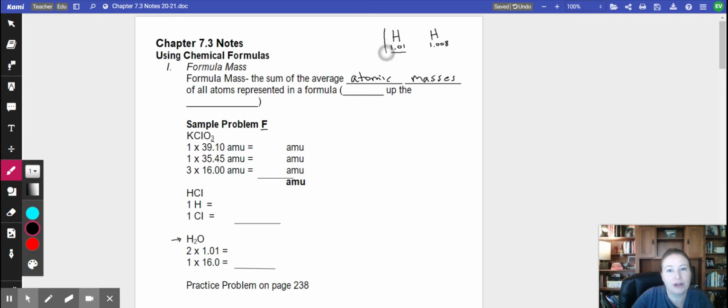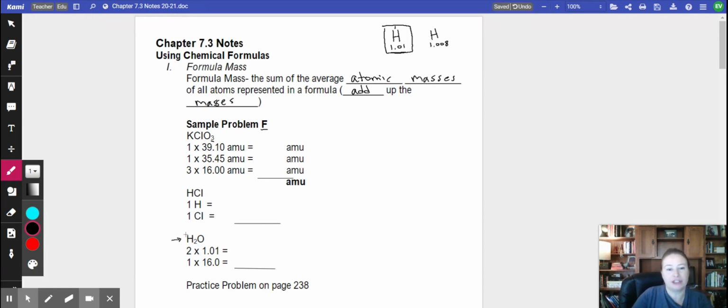Depending on what periodic table you look at, you might get a different value, and hydrogen is element 1 because it has 1 proton. It's going to be the sum of the average atomic masses of all the elements represented in a formula. So all we are going to do is add up the masses. Easy peasy. We're just going to add them up.